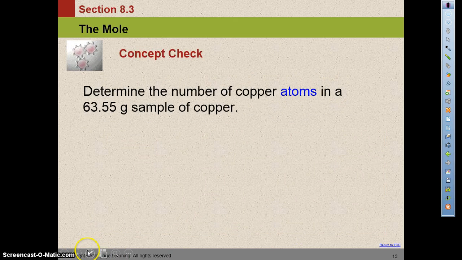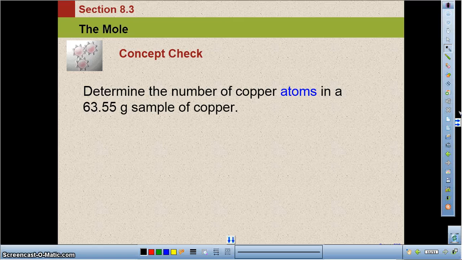Look at a problem. It says determine the number of copper atoms in a 63.55 gram sample of copper. Okay, so I need to look at this and say, what information do I know? Well, when I look at the periodic table, I notice that the mass of copper is 63.55 grams. And I know that that's the same thing as 1 mole of copper atoms. And I know that in that mole of copper atoms, there are 6.022 times 10 to the 23rd atoms.